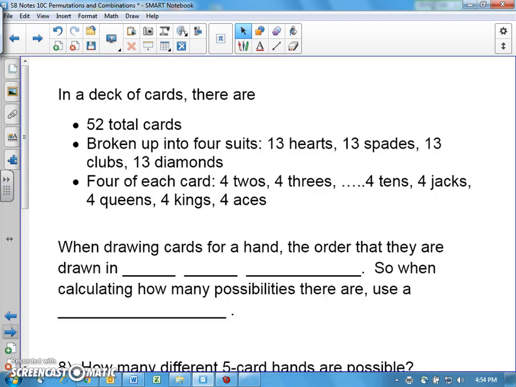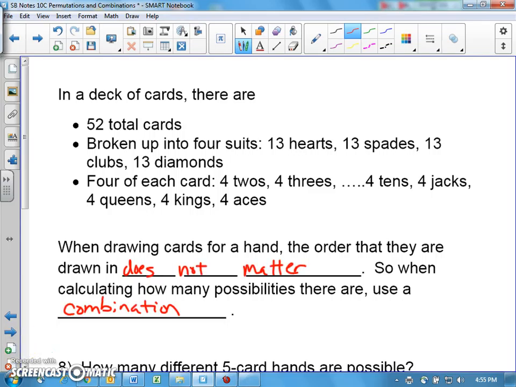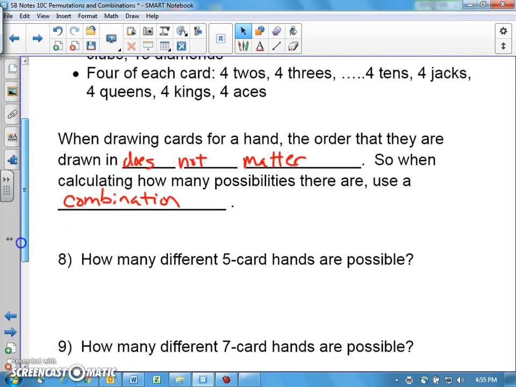Okay, hopefully you got that one right. Let's talk about a deck of cards. We have a little bit of a description here just in case you're not sure, but you have a total of 52 cards, 4 suits, which is 13 of each of them, and 4 of each card. So when you're drawing cards for a hand, the order that they are drawn in does not matter. Since the order doesn't matter, we would be using a combination, not a permutation.